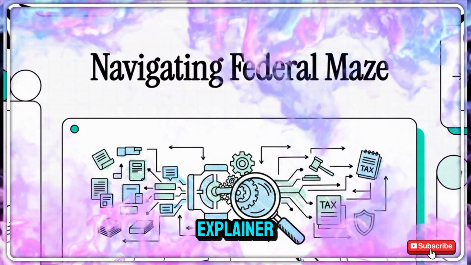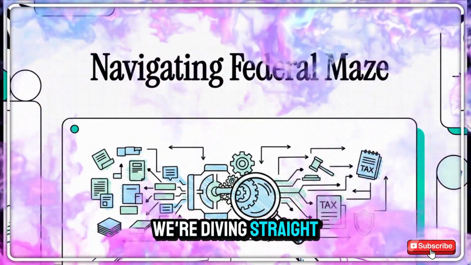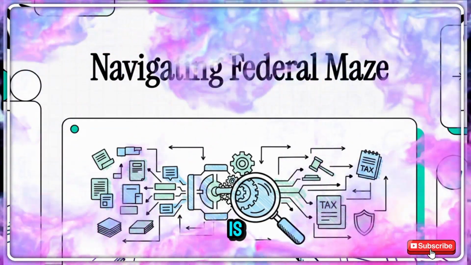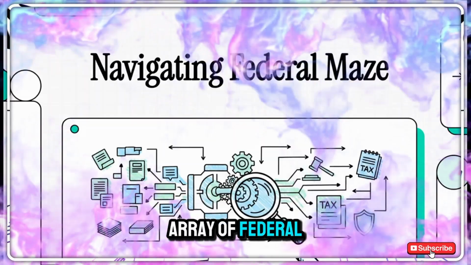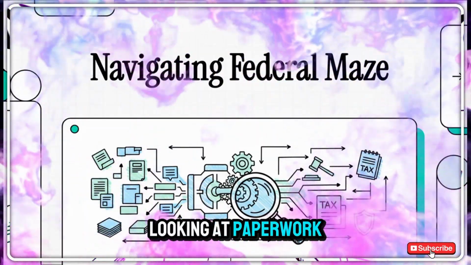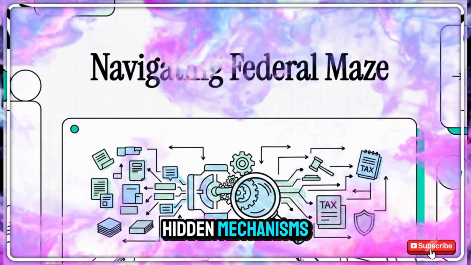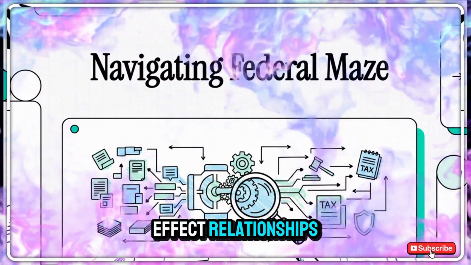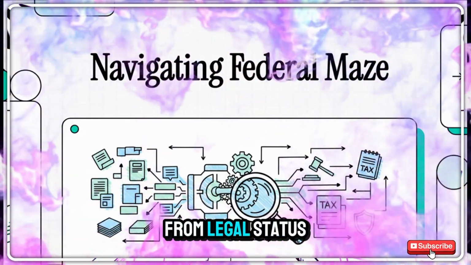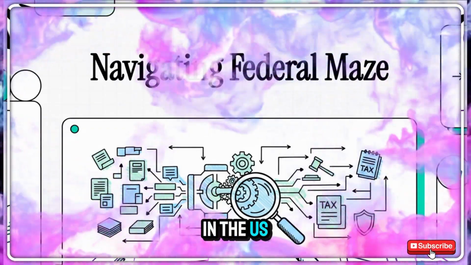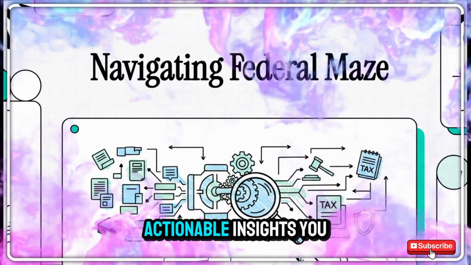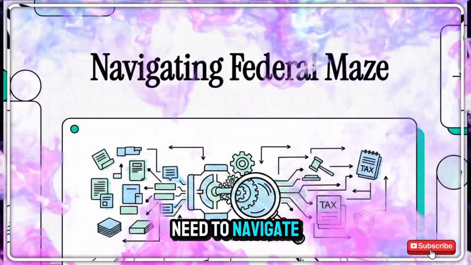Welcome to this explainer. Today we're diving straight into a fascinating anonymous expert report to synthesize what is, frankly, a massive array of federal regulations into an actionable roadmap. We aren't just looking at paperwork here. We're uncovering the hidden mechanisms, the cause and effect relationships, and those implicit rules that govern literally everything from legal status to tax compliance in the US system. We're going way beyond the surface level to give you the actual actionable insights you need to navigate this maze.